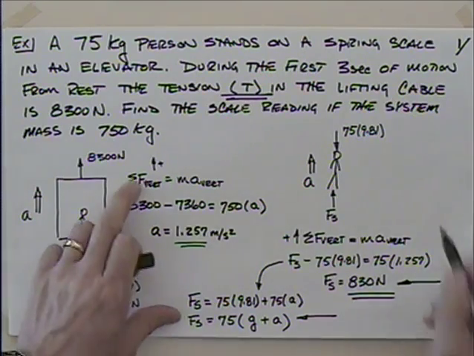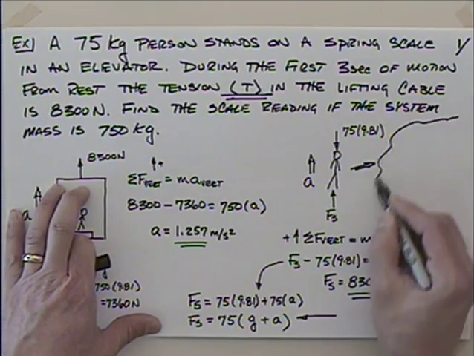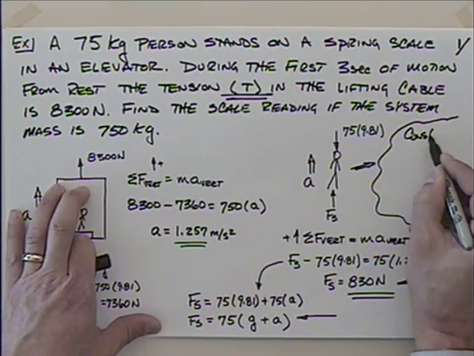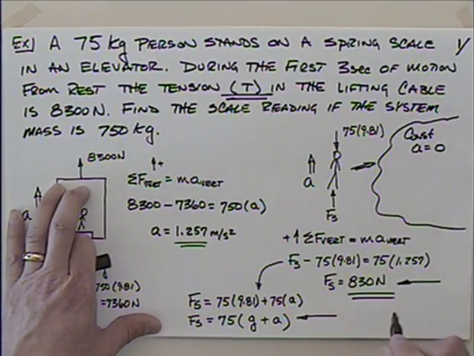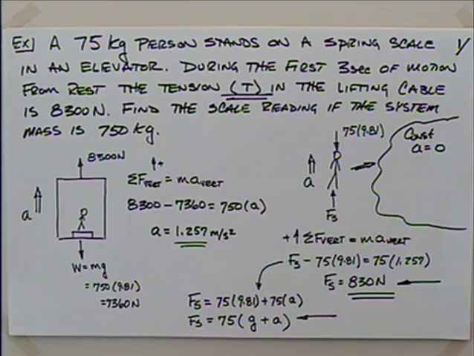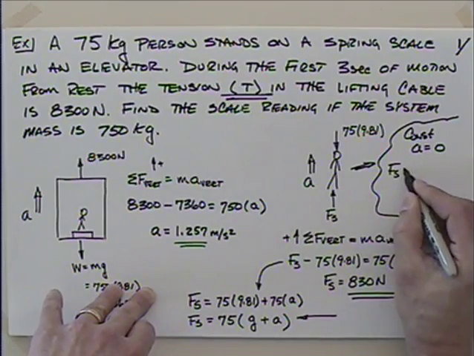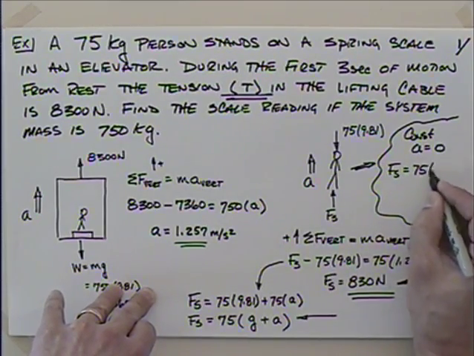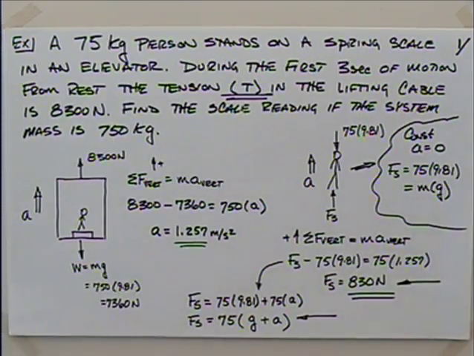I mean, with constant acceleration, this is a fairly easy problem. Let me carve this out here. So say the acceleration is equal to 0. That would be no acceleration, right? Okay. Then you're going to have that F sub s is equal to 75 times 9.81, or is equal to mass times the acceleration of gravity. So yeah, this only works while you're accelerating. If it was a very tall building or something, at some point you would probably stop accelerating.